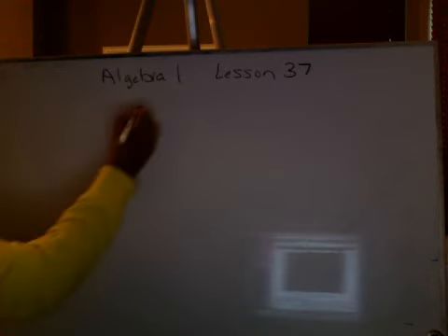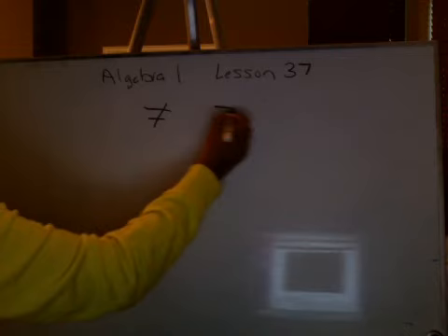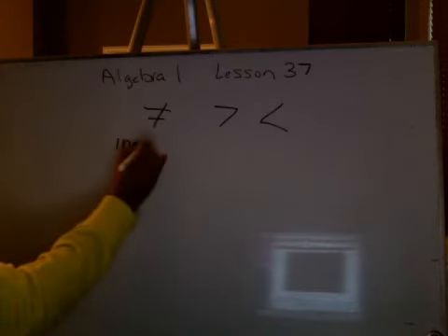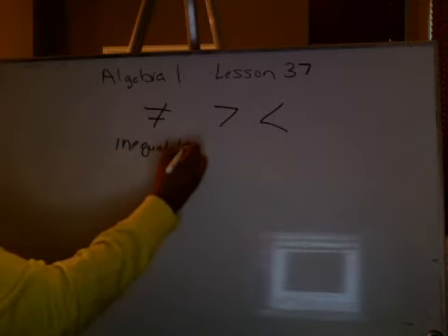Okay, this is Algebra 1, Lesson 37. In this lesson, we're going to be talking about inequalities. We've seen these symbols before, but we need to make sure we know that this means not equal to, this means greater than, and this means less than. And all three of these are called inequality symbols. Okay? And we always read them from left to right.